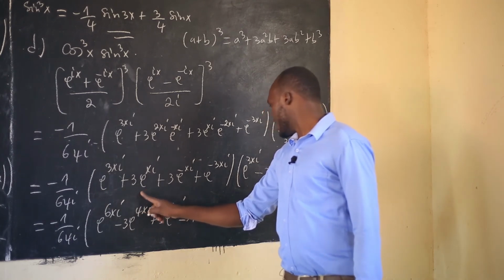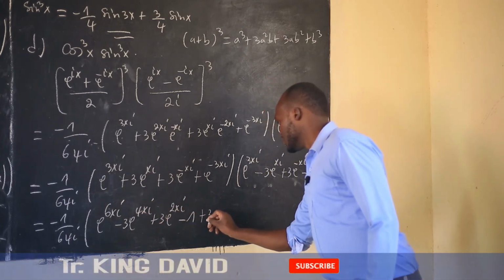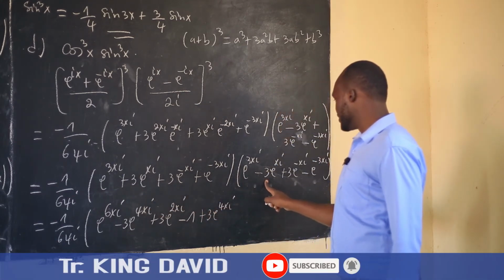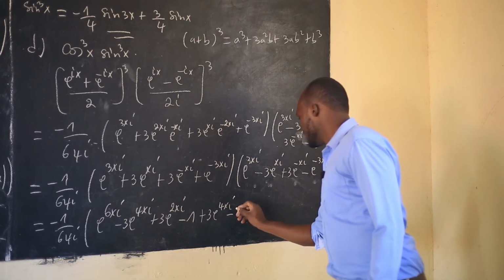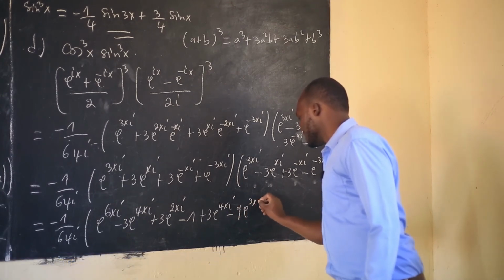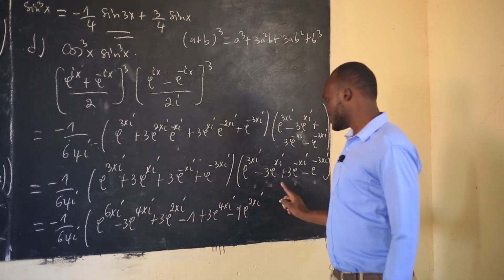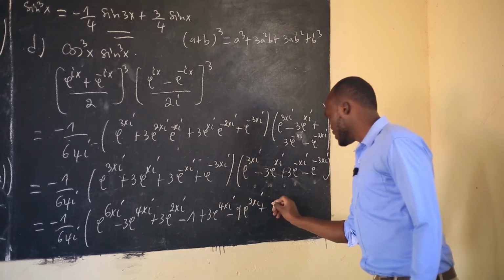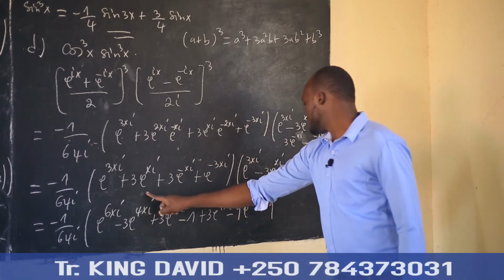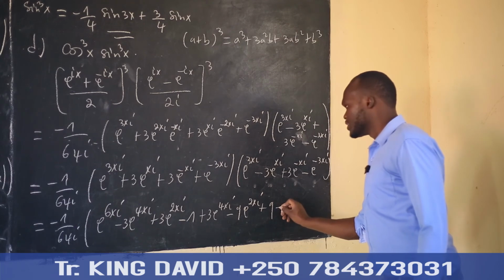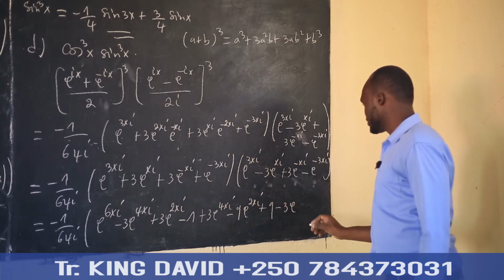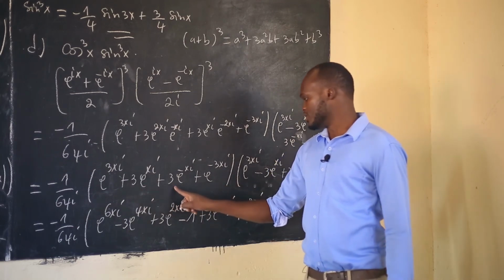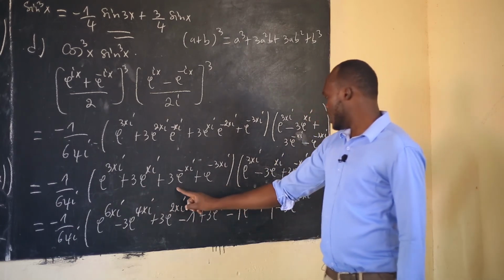I'm going here, I'm going to use this. 3e^(xi) times this, that's 3e^(4xi). This one times this, that's negative 9e^(2xi). So this times this, that is 9e^0, which is 9 only. So this times this, that's negative 3e^(-2xi). So I'm done with this, I'm going to this one.